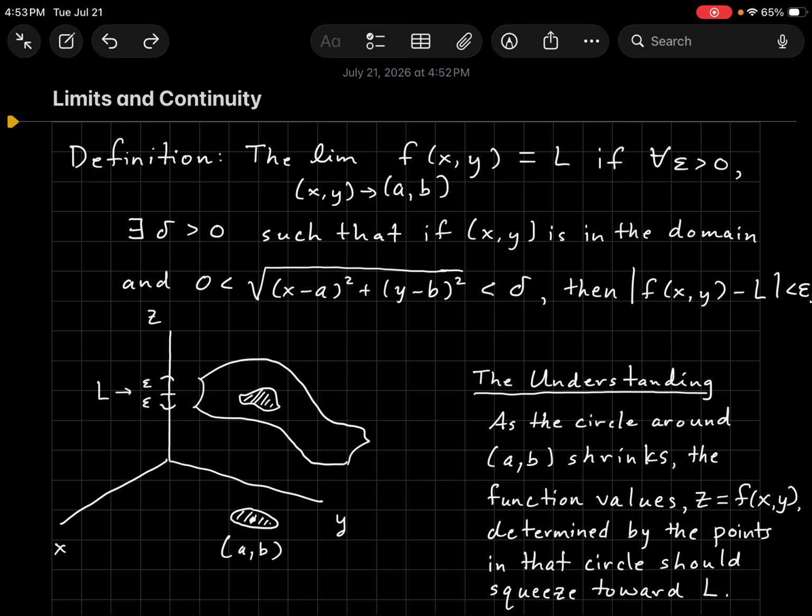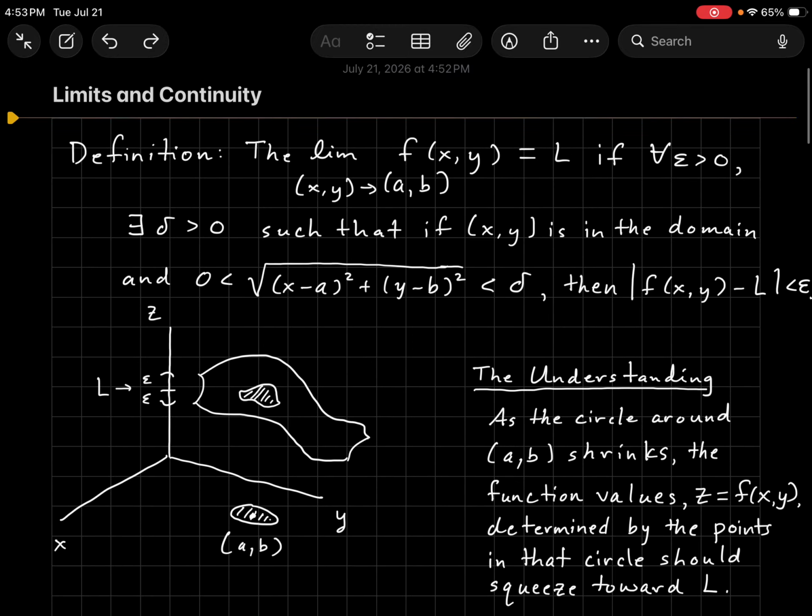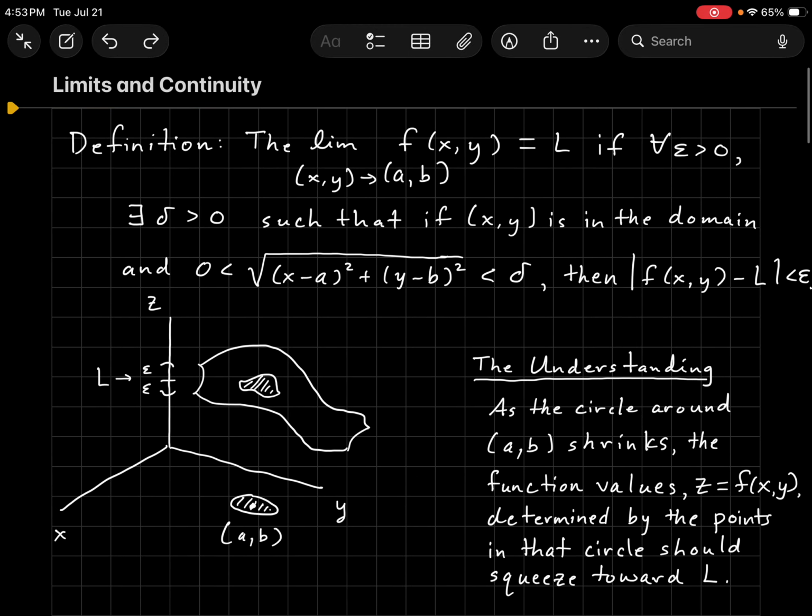Now, what does any of that mean? So I have a picture here. I want to help you with the understanding. You might have to take a little time to think about it. But notice that this piece right here is a circle, right? It's a circle centered at (a,b) that has a radius no bigger than delta.